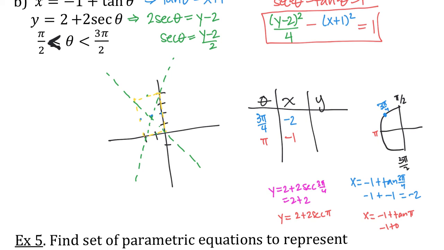Secant is the reciprocal of cosine. What's the cosine of pi? That's negative 1. So the reciprocal of negative 1 is still negative 1. So 2 plus 2 times negative 1 is 0. Okay, that's a little better. Where is negative 1, 0? Negative 1, 0 is right here, which means I'm actually dealing with the bottom half of the hyperbola. So that gave me a lot of information.